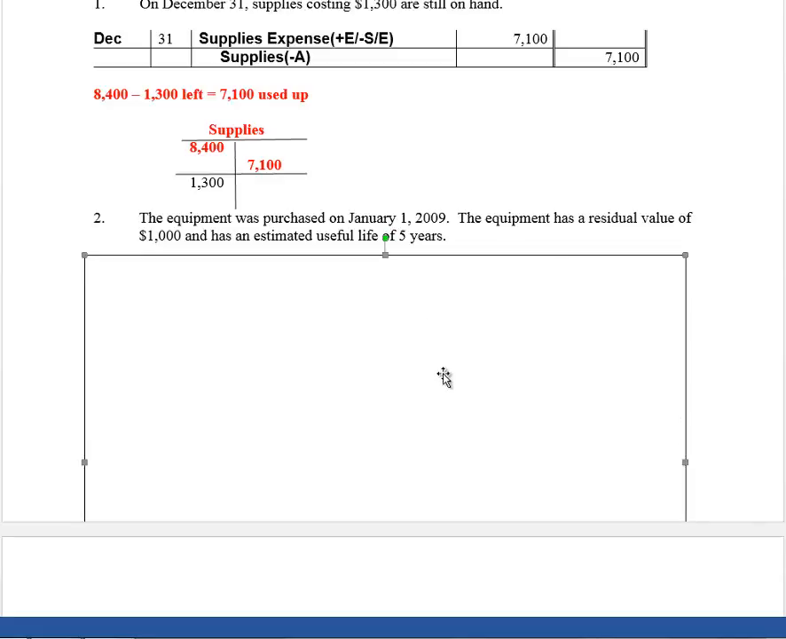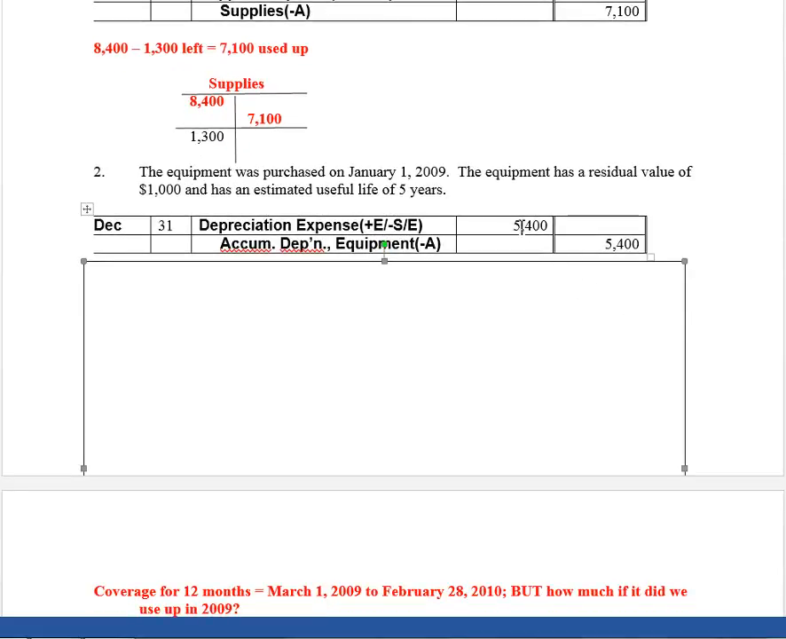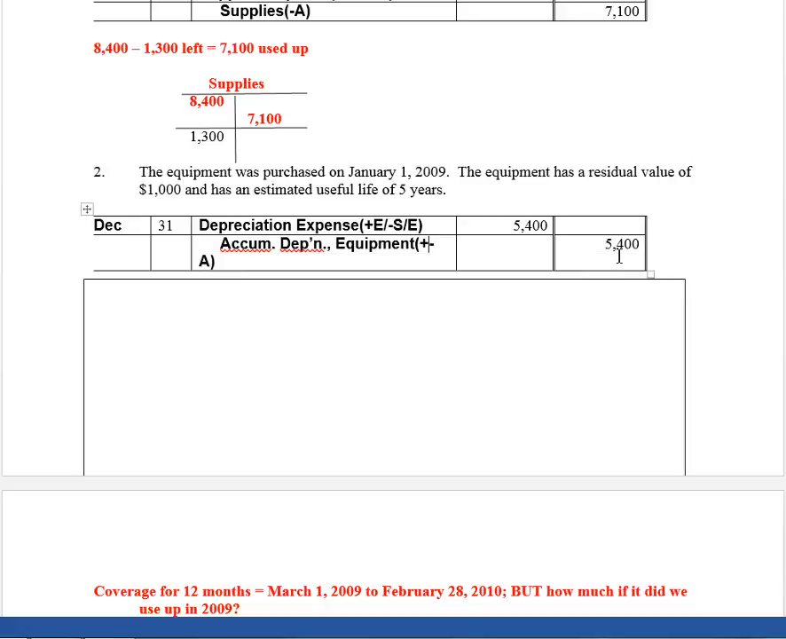So what would our journal entry be? We would debit depreciation expense for $5,400 and credit our contra asset account, accumulated depreciation, for $5,400. So this is going to increase a contra asset account balance, and it's also going to decrease your asset balance. So how did we get $5,400?